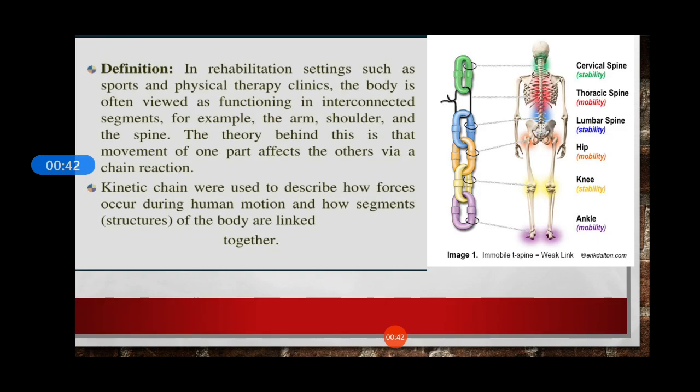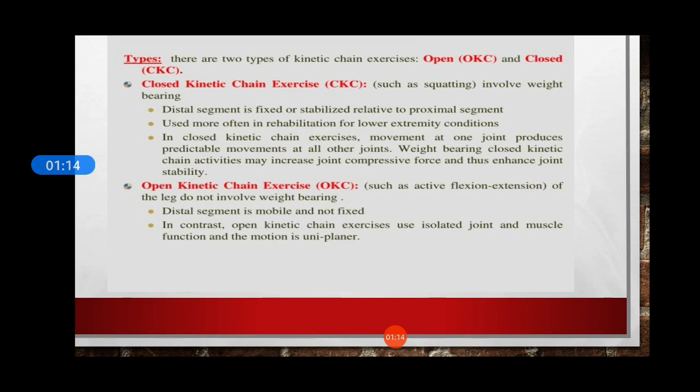The kinetic chains could be open or closed kinetic chain. While we define them in rehabilitation settings such as sports and physical therapy clinics, the body is often viewed as functioning in interconnected segments. For example, our arm, shoulder, our spine, our hip, our knee, ankle, they all work interconnected. Kinetic chains were used to describe how forces occur during human motion and how segments of the body are linked together. So we have two types of kinetic chains.